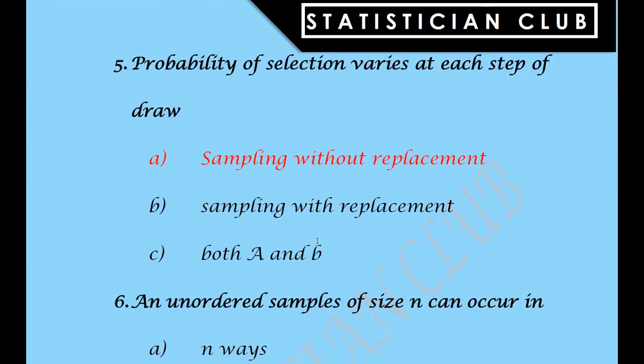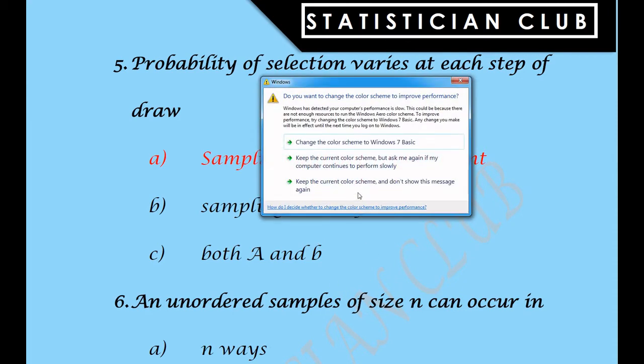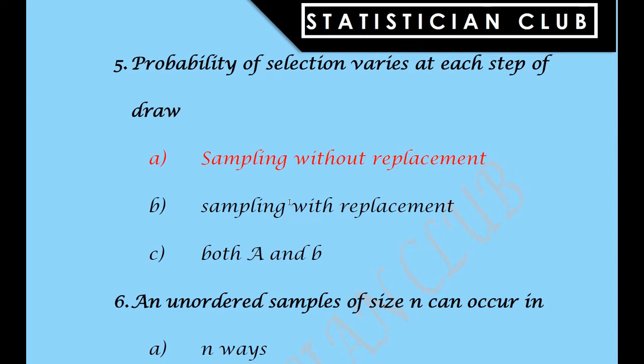Question number 5. Probability of selection varies at each step of draw: sampling without replacement, because in sampling without replacement we select a unit, study and do not return it into the population again. So the probability varies. Suppose you have a population of 10 units and you want to select a sample with the help of sampling without replacement, then when you draw the first unit, study and do not return it to the population, for the selection of the next unit you have only 9 units and you select from those 9 units. So the right answer is sampling without replacement.